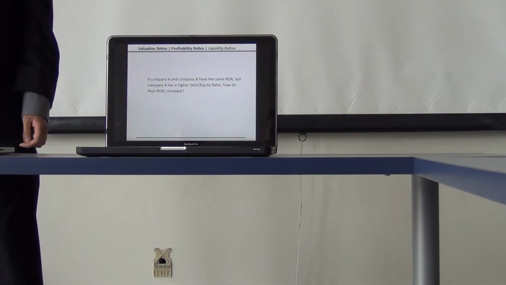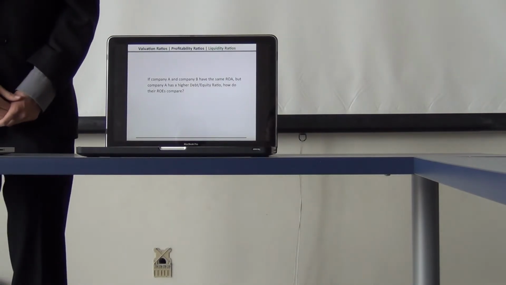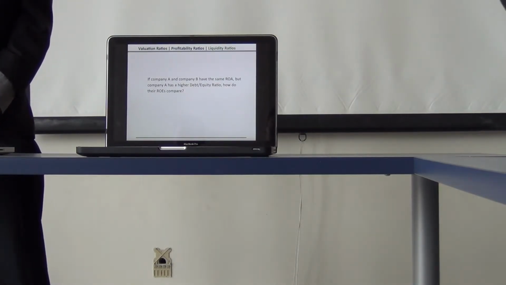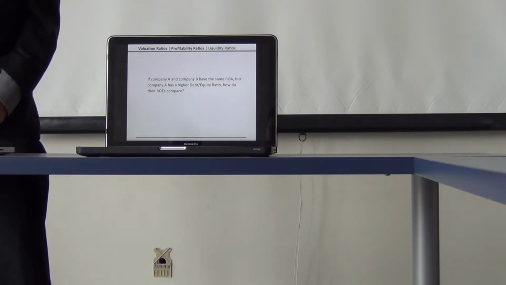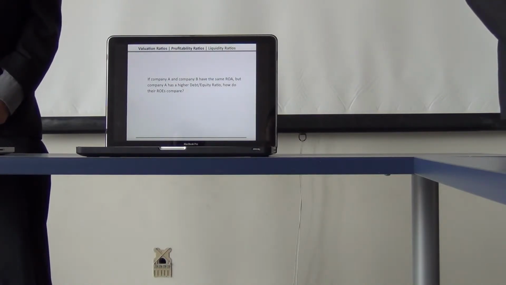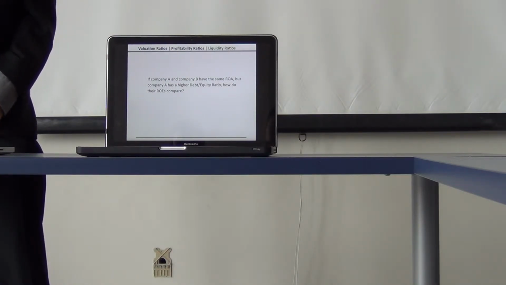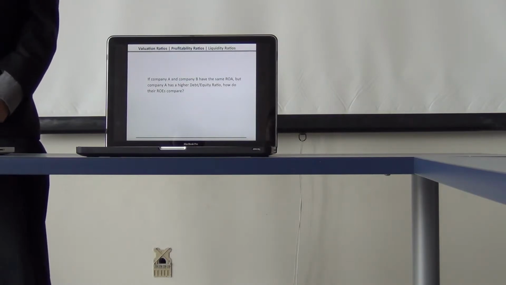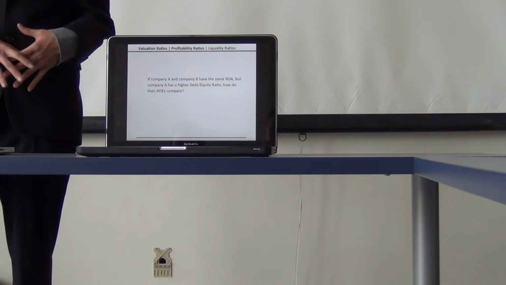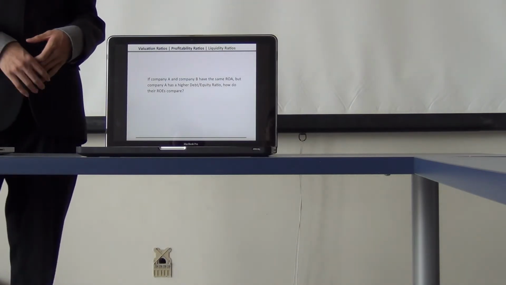If Company A and Company B have the same ROA, but Company A has a higher debt to equity ratio, how do their ROEs compare? Think about the difference between ROA and ROE in terms of the denominator. Which one should have a higher denominator, and which one should have a lower denominator? ROE or ROA?